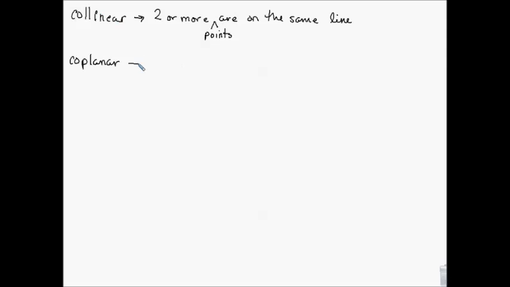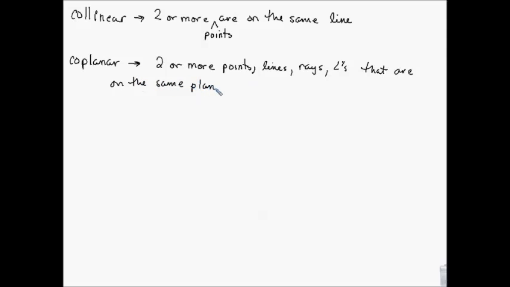And then coplanar is two or more points or lines. Actually, it could be points, lines, rays. You can have angles that are on a plane, anything that's kind of flat, that are on the same plane. Okay, so if we have some line, this dot and this dot would be collinear. This dot over here would not.